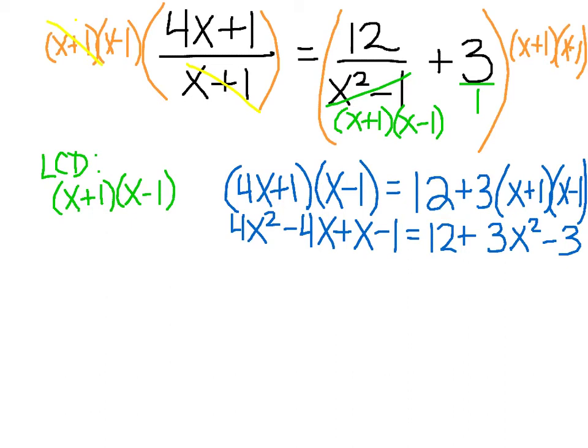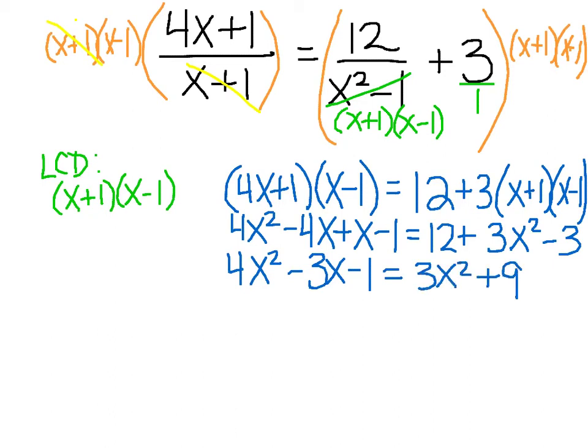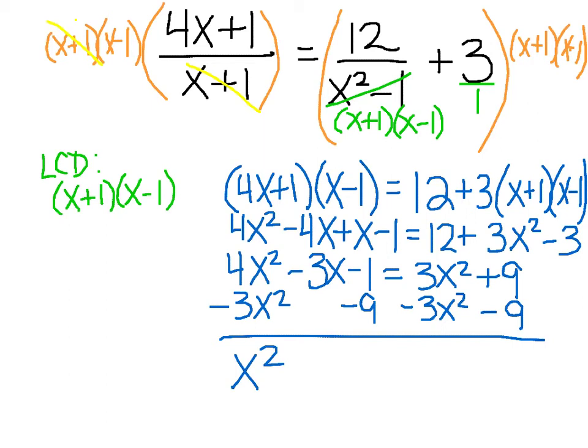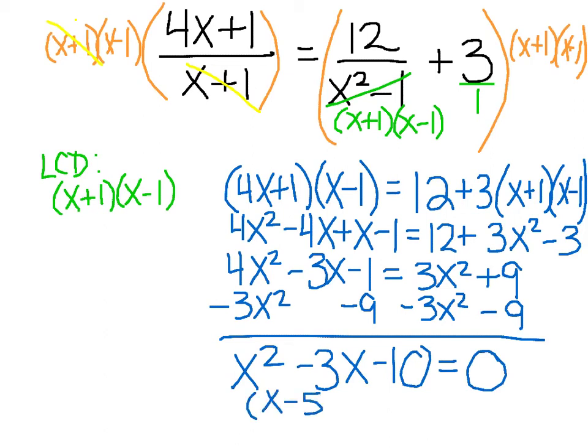Now let's simplify. 4x squared minus 3x minus 1 equals 3x squared, and then 12 minus 3 is plus 9. I'm going to bring everything over to the other side. So I'm going to subtract 3x squared, and I'm going to subtract 9. And I'm left with x squared minus 3x minus 10 equals 0. Well, the factored form of that is x minus 5 times x plus 2 equals 0, and I get x equals 5 and x equals negative 2.